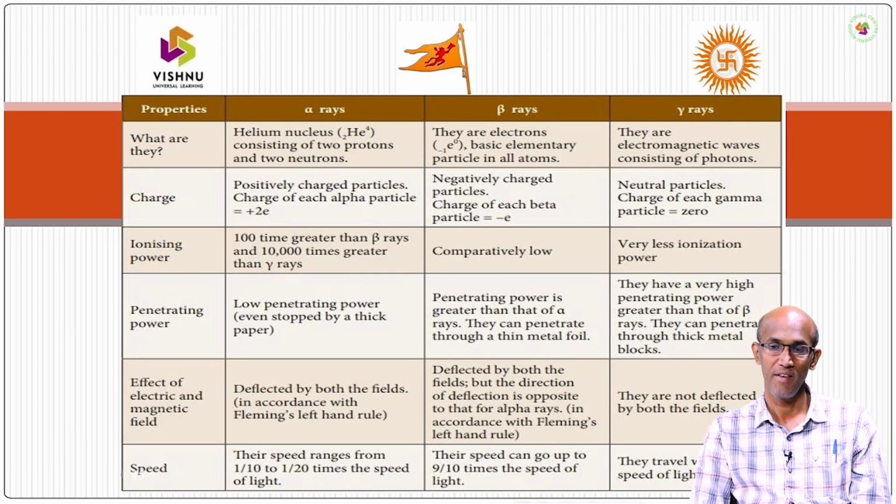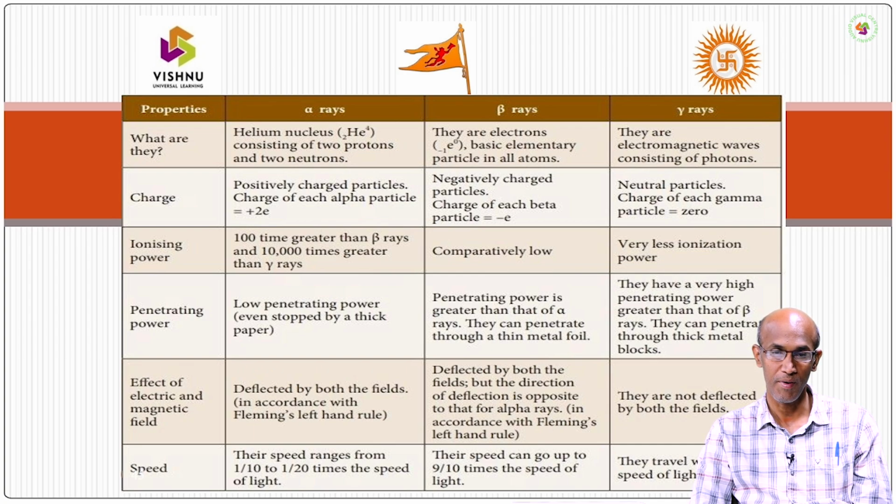This table presents the differences between alpha rays, beta rays and gamma rays. Alpha rays are helium nuclei consisting of 2 protons and 2 neutrons. Beta rays are electrons, basic elementary particles in all atoms. Gamma rays are electromagnetic waves consisting of photons. Charge: positively charged particles, +2e; negatively charged particles, -e; and neutral particles, 0. Ionizing power: 100 times greater than beta rays and 10,000 times greater than gamma rays. Comparatively low, very less ionization power.